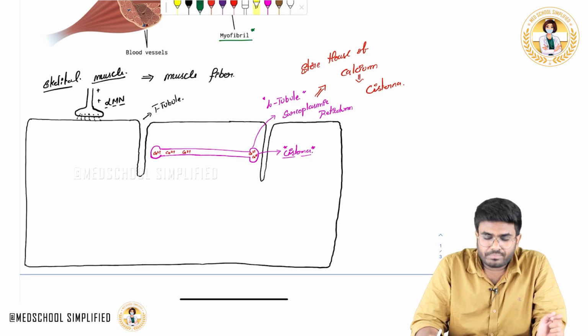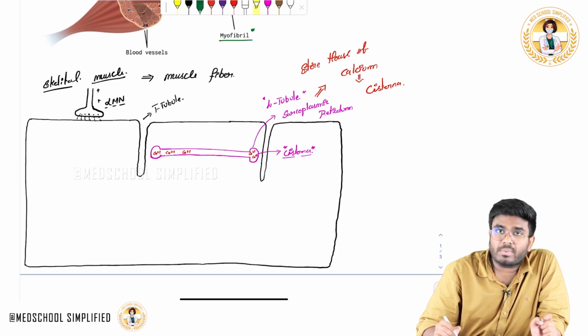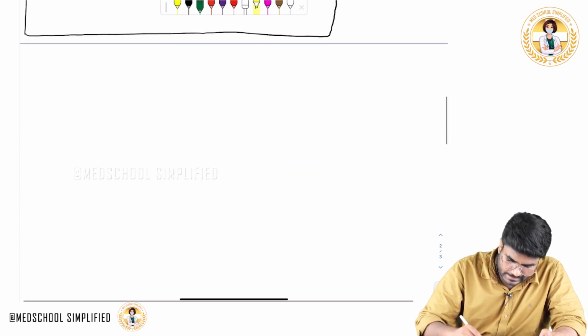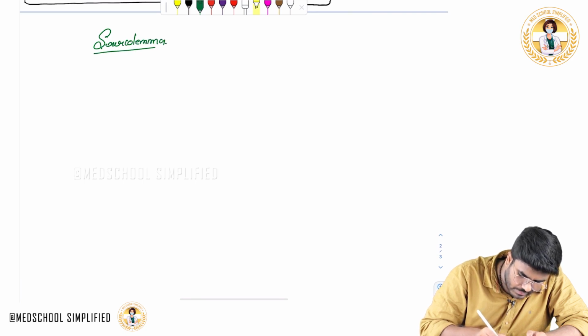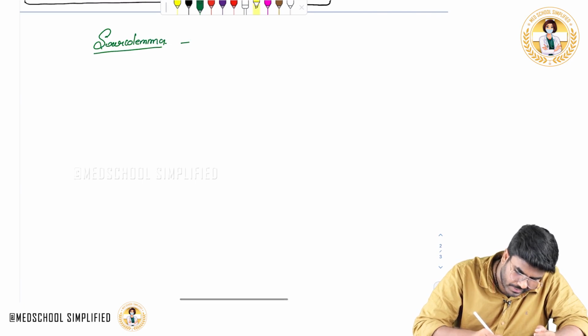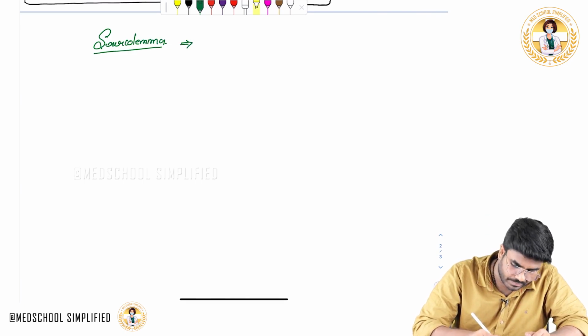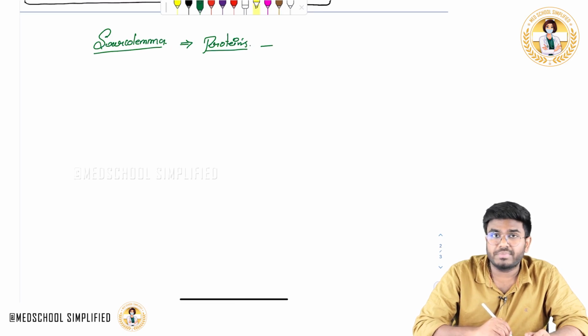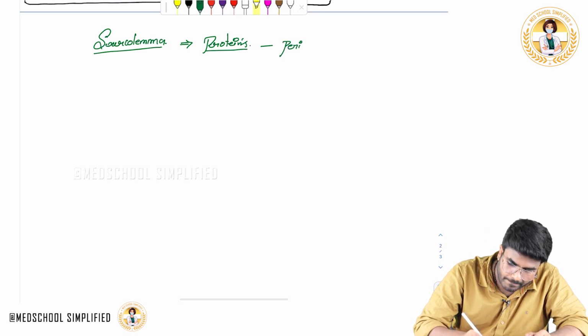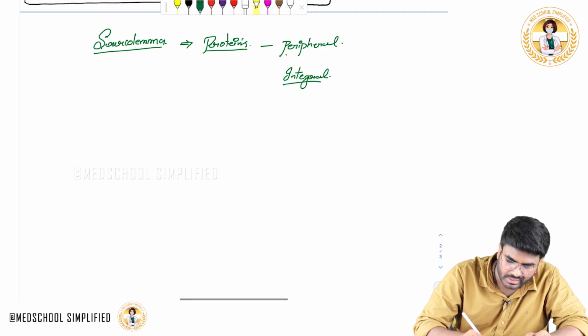before going any further, I want you to know some important points about the sarcolemma. See, the sarcolemma is the cell membrane of the muscle. In the sarcolemma, there are certain proteins present. So what are these proteins? The proteins are mainly of two types: peripheral proteins as well as integral proteins.